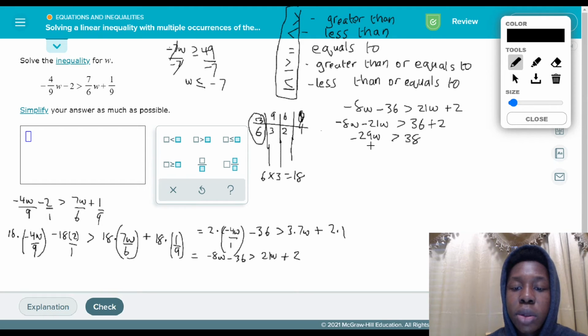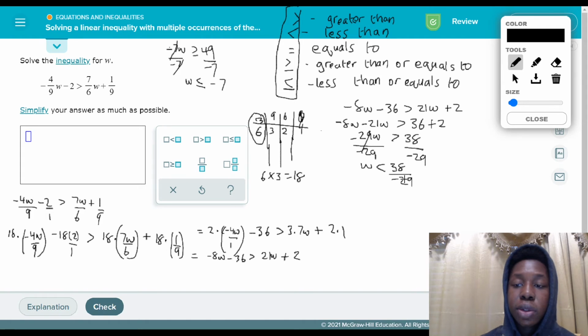We're doing that because we want to simplify and solve for w, and simplify our answer as much as possible. When we are dividing by negative numbers in inequalities, remember the sign always flips. So if it's greater than, it's turned to less than. So let's do this. We divide both sides by minus 29, so these two cancel out. This is w less than 38 over minus 29.